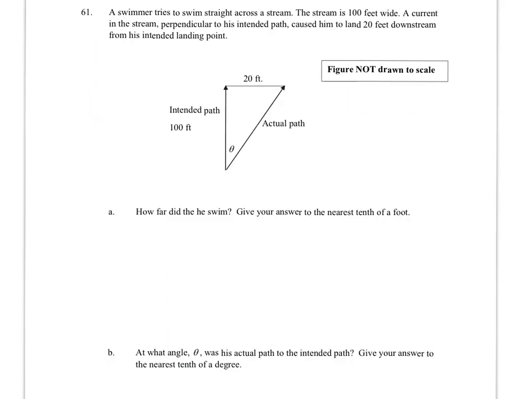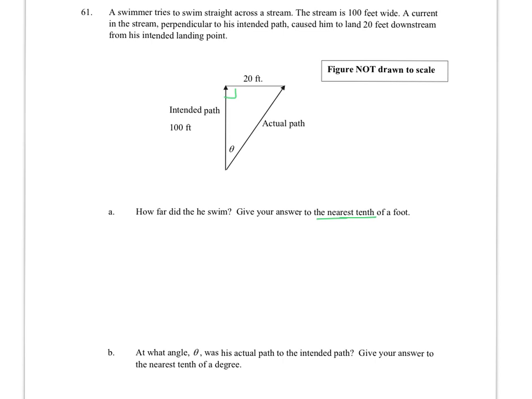Question 61. A swimmer tries to swim straight across a stream. The stream is 100 feet wide, so our stream is 100 feet wide, and there's a current in the stream that's perpendicular to his intended path, and it caused him to land 20 feet downstream from his intended landing point. So basically, this is the actual path that he traveled. The question is, how far did he swim? So we want to find the length of the actual path and give your answer to the nearest tenth of a foot.